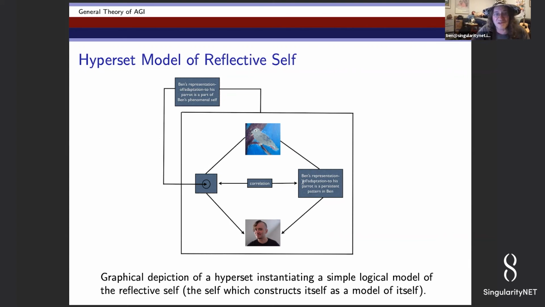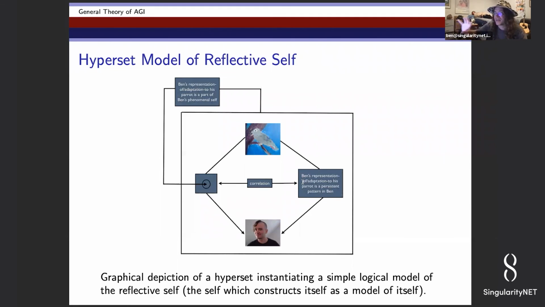So reflective self, you can model in a similar way. Ben's phenomenal self contains his representation of his parrot. Well, I miss that parrot. She's been gone a while. Ben's self contains a representation of this parrot to the extent that Ben's representation of the parrot being part of his self is correlated with the representation of the parrot. These things are hard to say in words, easier to show in diagrams, easier still to write in equations.